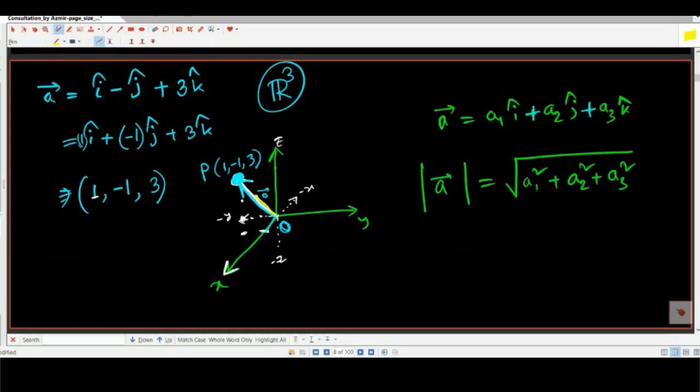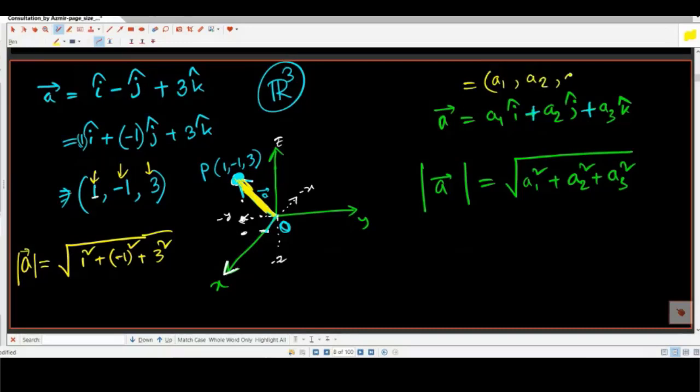Now, if we want to find the length from O to P point, this yellow color part is denoting the length. So length will be absolute value of A equals square root of A1 squared plus A2 squared plus A3 squared. That means any vector has the components A1, A2, A3. For that vector, we can find the length this way. So it will be square root of 1 plus 1 plus 9. So finally, we are getting square root of 11. So this is the length of this vector.